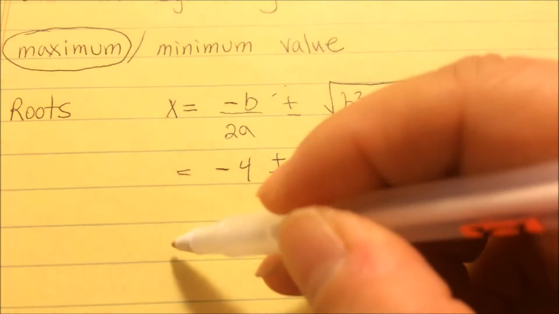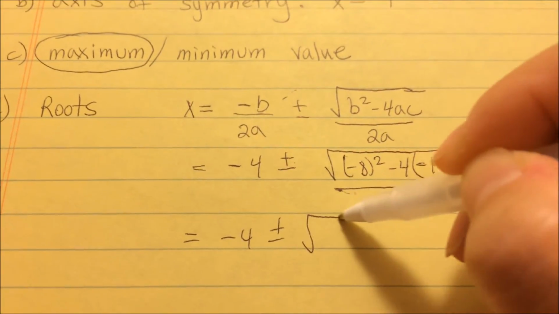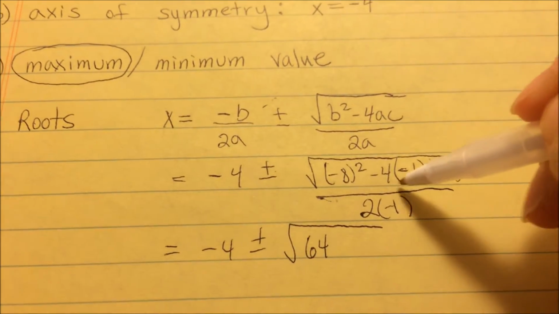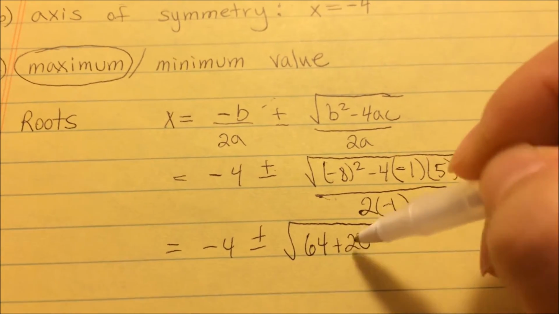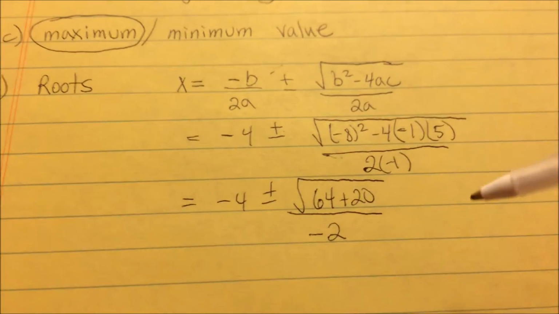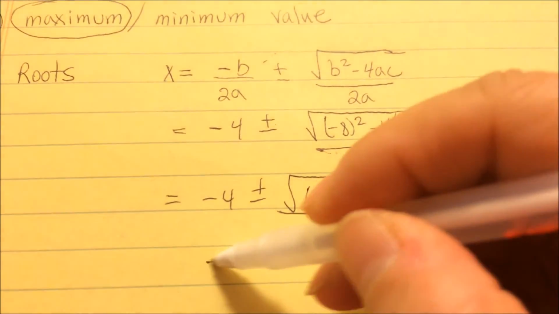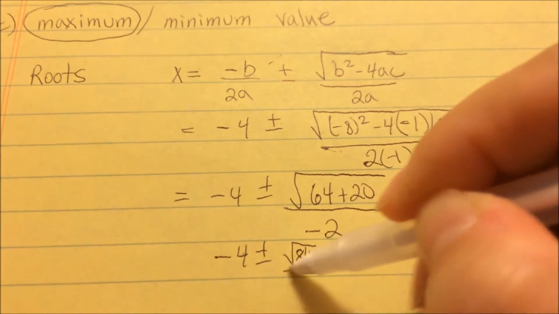Okay, so as I continue on, we have negative 4, then plus and minus the square root of 8 times 8 is 64. And this is positive right here because it's negative times negative. So that's positive 20, all over negative 2. So then that's going to give us, let's see, 84. So negative 4 plus and minus the square root of 84 over 2.